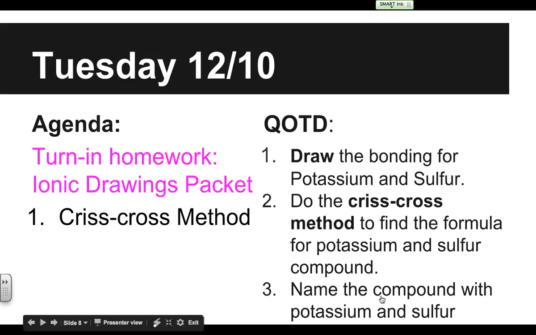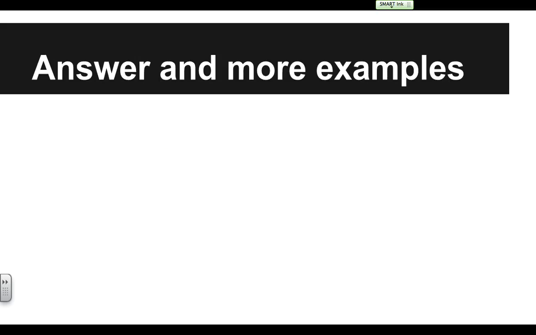Okay, you guys, me and Miss Barnes are gone today, so I want to make sure that we go over the question of the day really well so you have that to work on. So you had 3 parts: draw the bonding for potassium and sulfur, do the crisscross method to find the formula, and then name the compound with potassium and sulfur. So let's start by drawing.